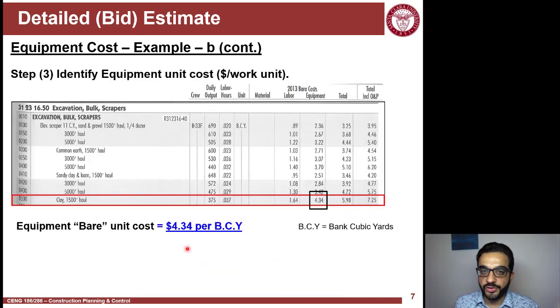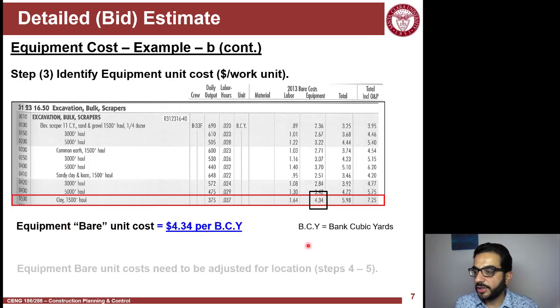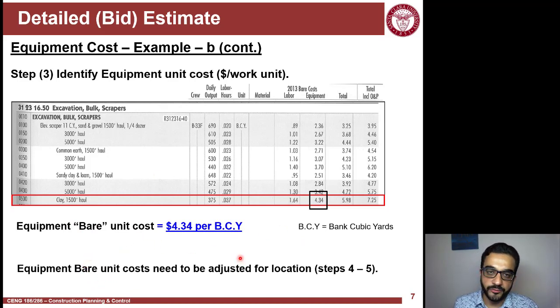This is the page that shows this line item, and I see here the bare cost of the equipment. For every bank cubic yard I move in this excavation activity, it costs 4.34 for the equipment within the crew. And remember, it's a bare cost, so I need to adjust it for location, and adjust for time if I'm using an older version of RSMeans.